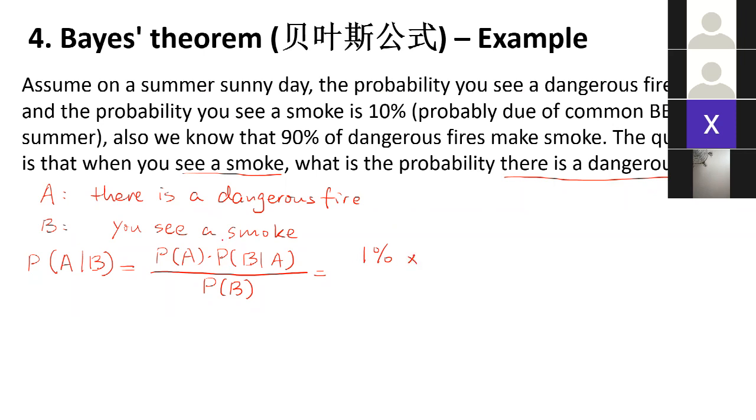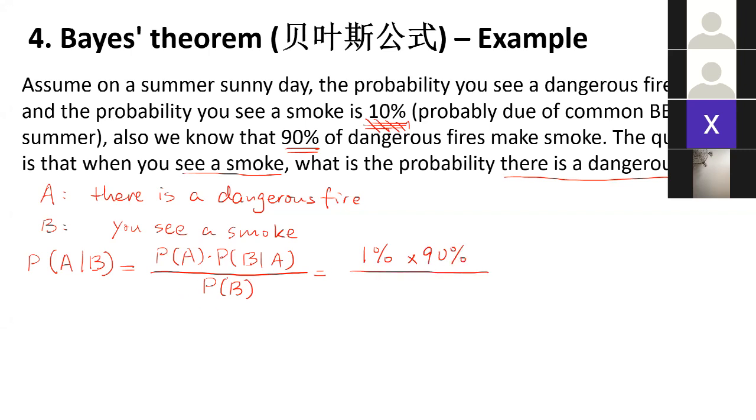Next, let's check the second conditional probability. This means the conditional probability of B given A, which is, given that there is a dangerous fire, the probability that it makes smoke. According to the question, this probability is, sorry, it's not 10%, it's 90%, because it says 90% of dangerous fires make smoke. That means if there is a dangerous fire, the probability of it making smoke is 90%. So let's put 90% here.